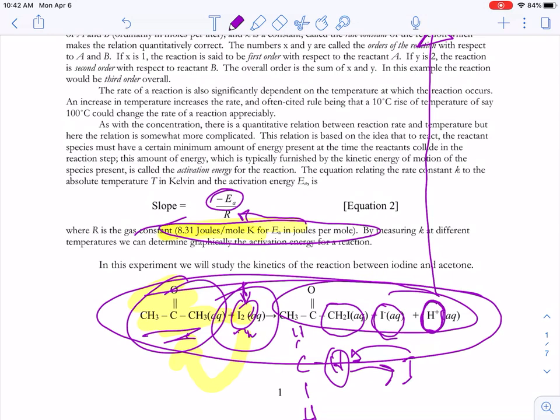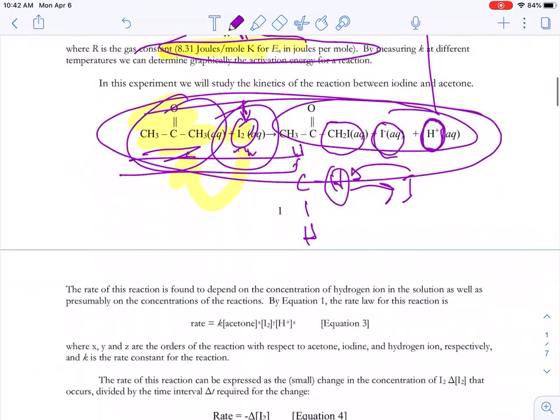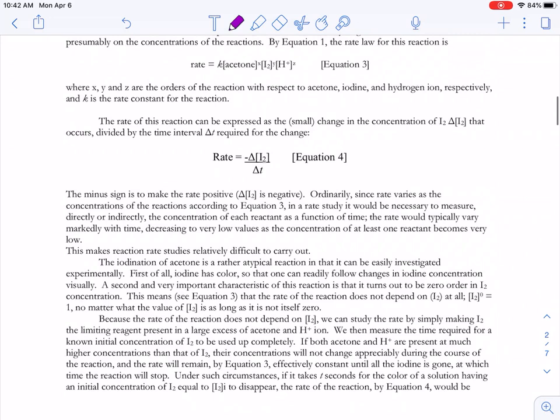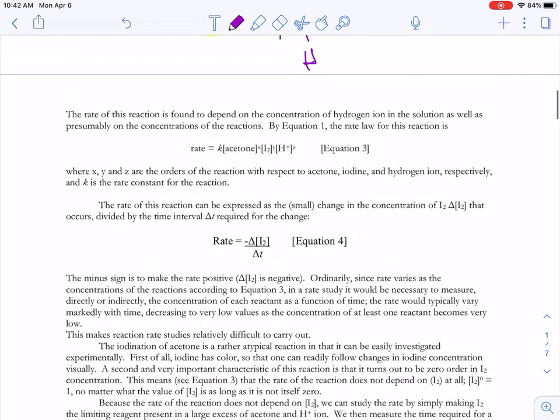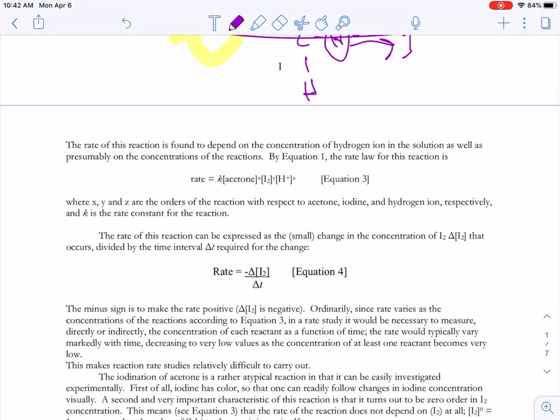Okay, so that's why even though the hydronium ions aren't listed in the overall reaction, we're still going to worry about them, because they're going to play a role in a secondary reaction, like we talked about on Friday.